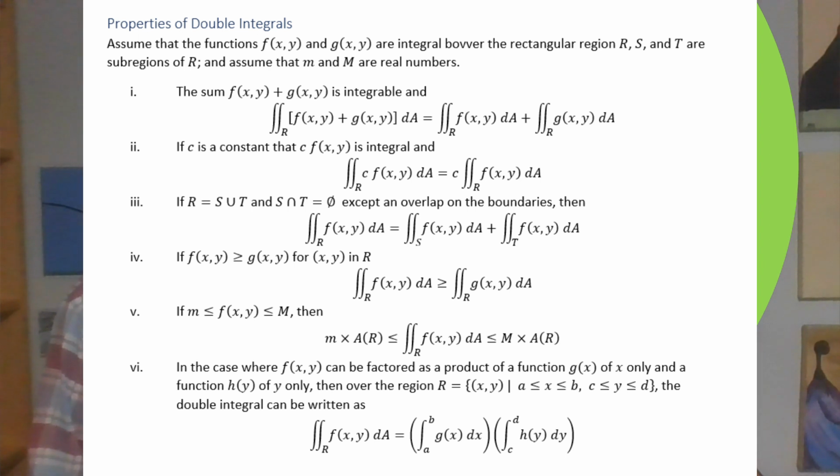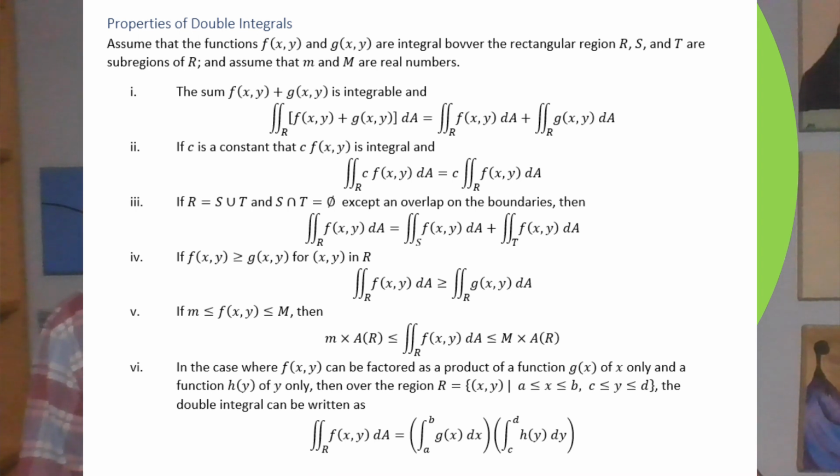The fourth property tells us that if one function is bigger than the other function, then its integral will be bigger if you're integrating over the same region. Number 5 tells us that if your function is bounded on top by capital M and on the bottom by little m, then the double integral will be bounded above by capital M times the area of the rectangle, and bounded below by little m times the area of the rectangle.